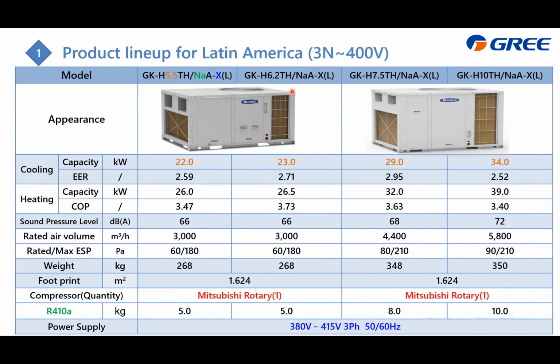Here is the product lineup for Latin America. It is 3 phases, 400 volt. And from this model, you can find that this 5.5 means refrigerant ton, or you can change it to a cooling capacity of 22 kilowatt. And this NA means the refrigerant inside is R410A, and this X means the power supply.